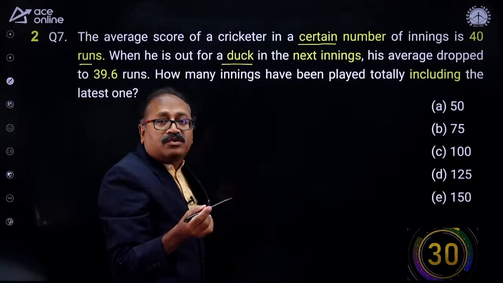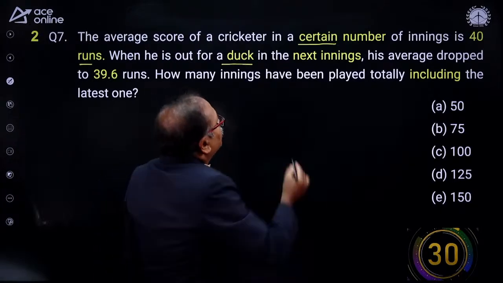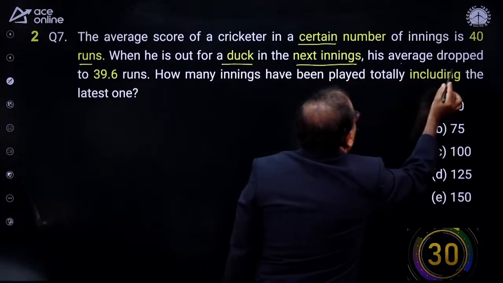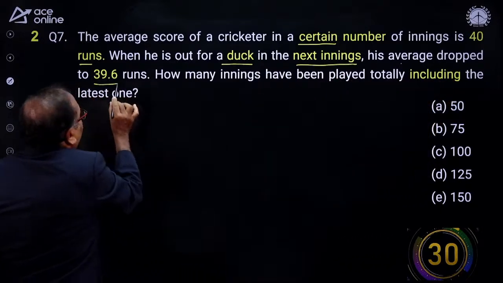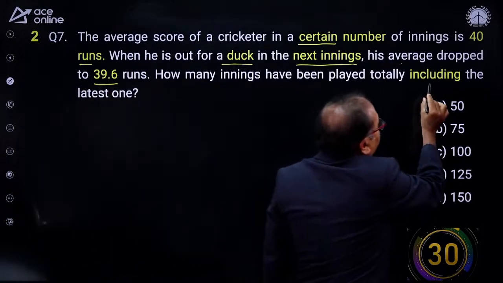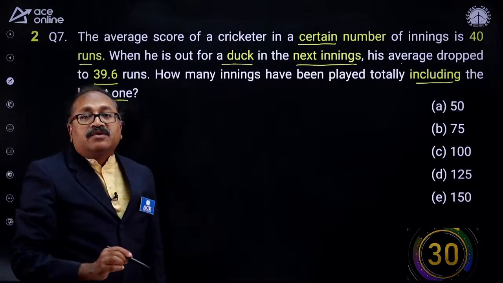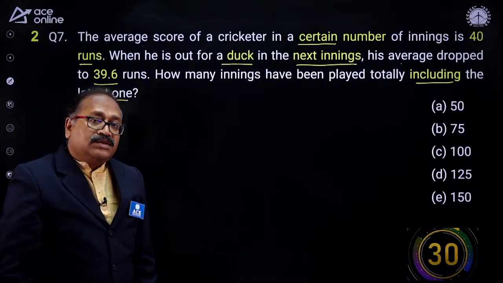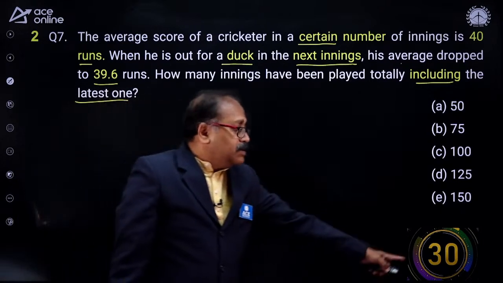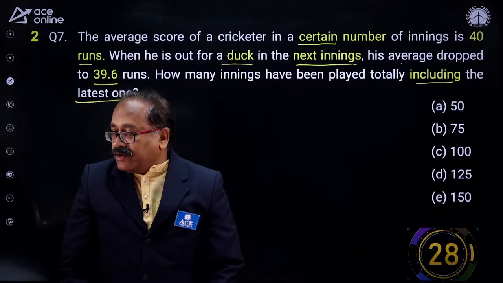You know, out for a duck means in the next innings he scored nothing. So in the next innings, the average dropped to 39.6. How many innings have been played including the latest one? It's a basic and frequently asked question. Your time, 30 seconds, starts now. Come on, my young friends.